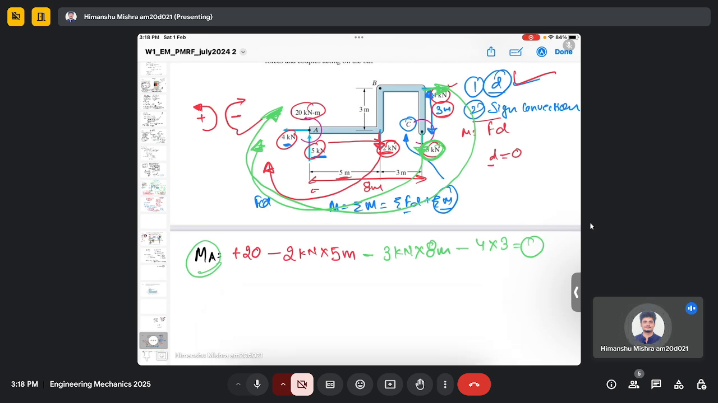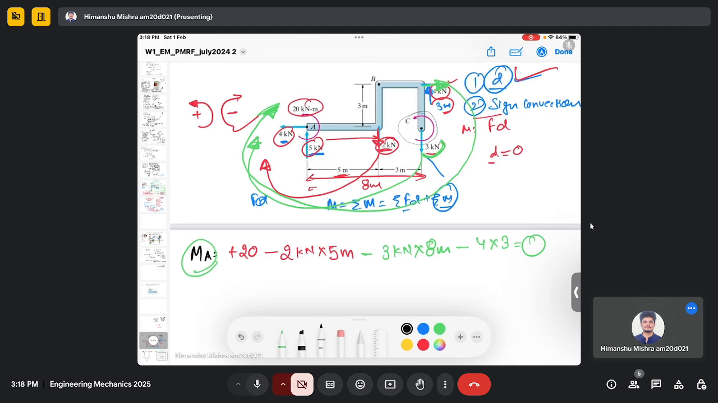And sorry, there is a couple also at C. There is a couple. There is a movement which is acting that we need to find, and we can see from the diagram it is acting in the counterclockwise direction. So it will be plus M at point C. And this is the unknown quantity in our equation.